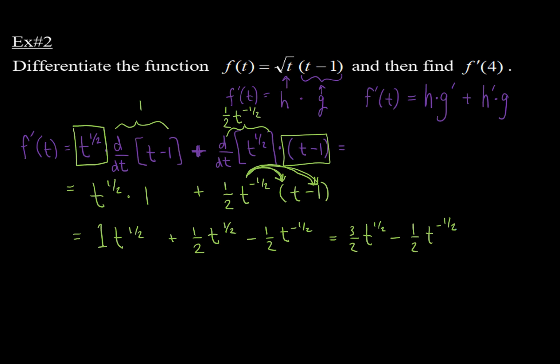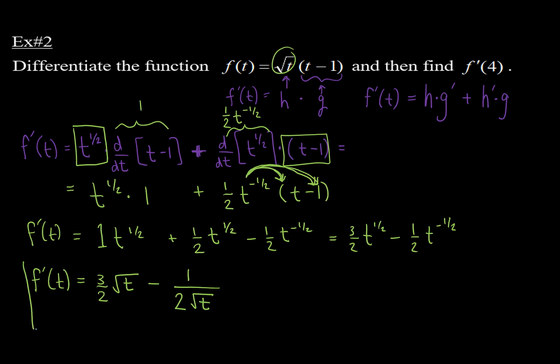Now this problem was written in root form. Okay, it was written with square roots originally. So when we rewrite this, let's rewrite this as a square root expression. So t to the 1/2 is like saying the square root of t. And then I've got t to the negative 1/2. So that would be my function there.